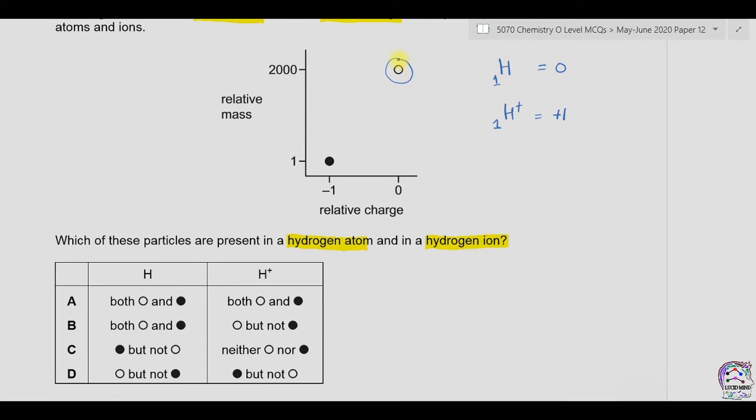Now this particle has a relative mass of 2000, which means it is not present in either a hydrogen atom or a hydrogen ion. And this particle has a mass of 1 and charge of -1, so it could be present in the neutral hydrogen, but it is not present in the hydrogen ion. Now looking at the options, we have this particle present in the hydrogen atom, but this particle is absent. Again, this particle is neither present in H+ nor is this particle present. So therefore the option is C.